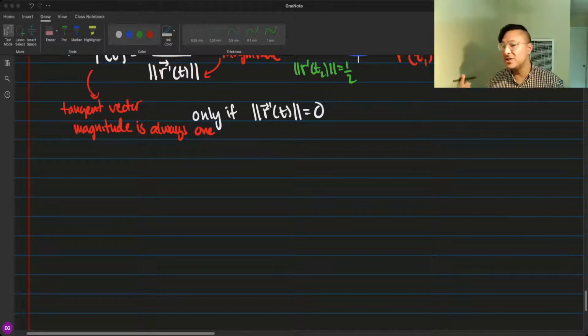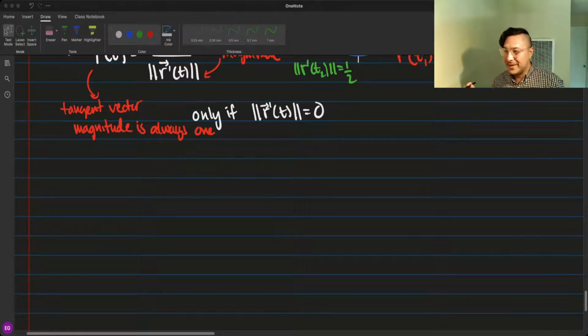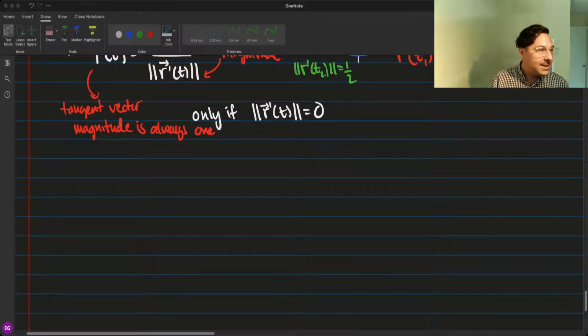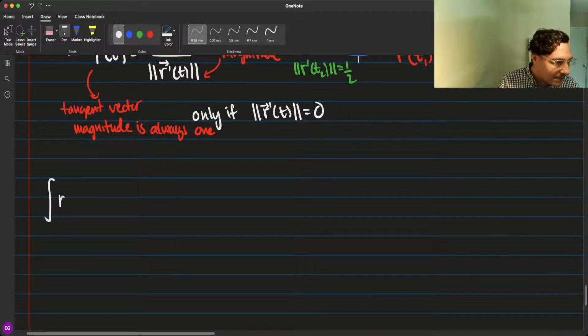So we talked about how to take the derivative of vector valued functions. Now what are we gonna have to do? So we talked about the derivatives of them. What else do you do in calculus? Integrate. Yeah, cool. So now the question is, what does it mean to do the indefinite integral of some vector valued function?